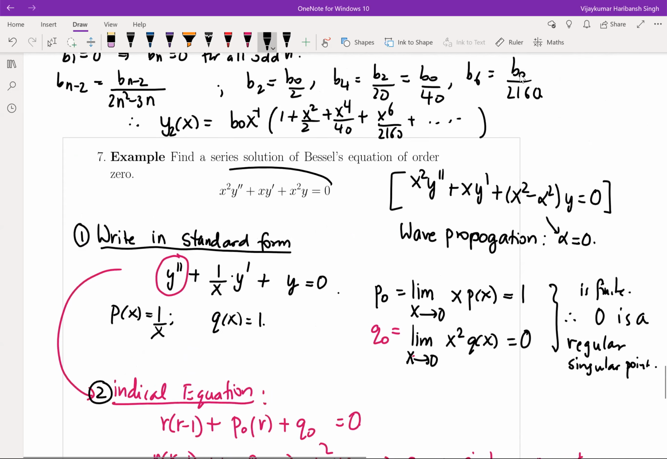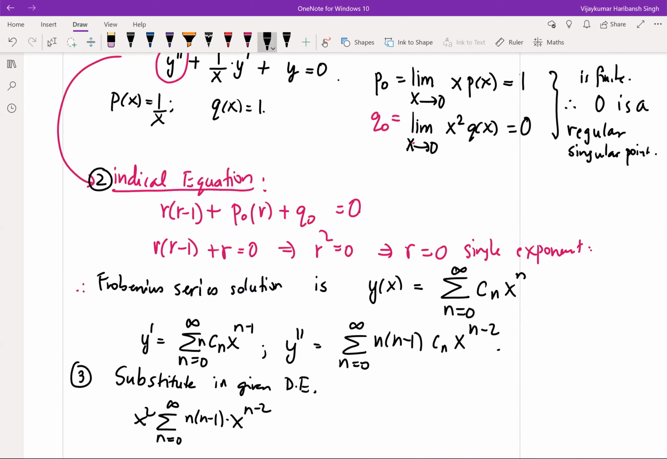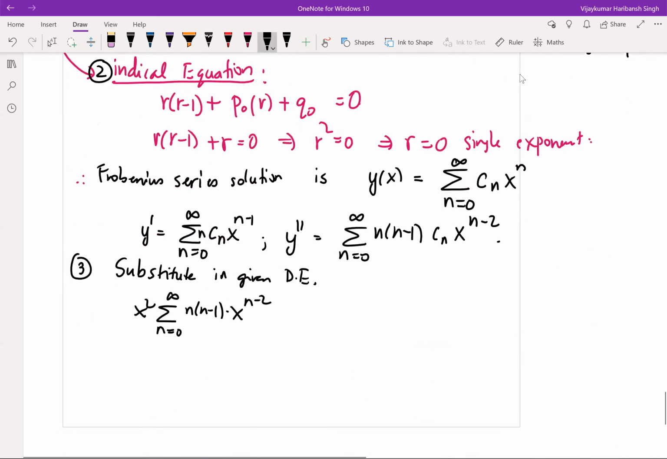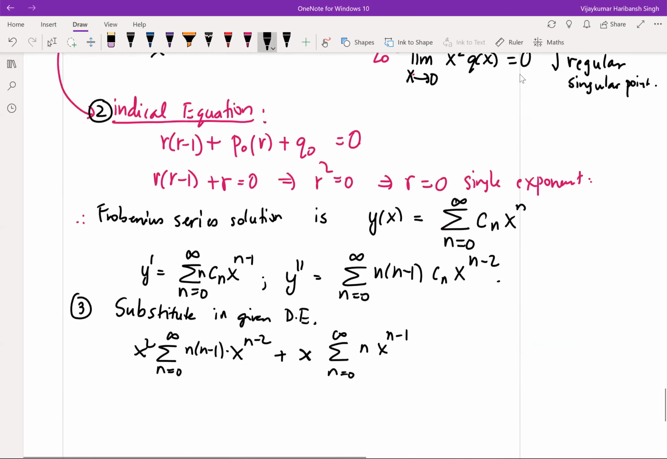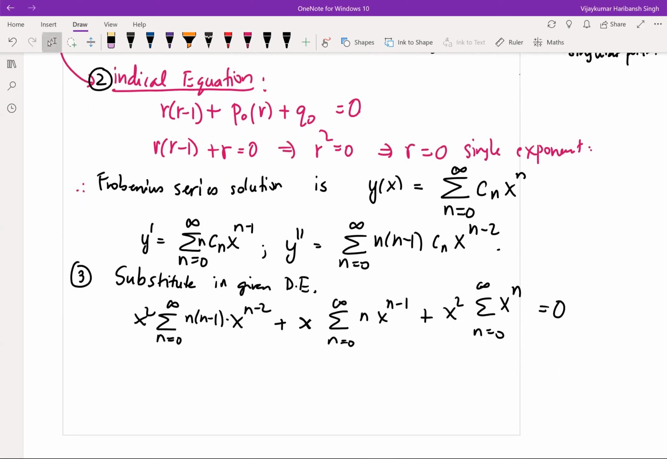If you substitute in this differential equation, you will get summation n equals 0 to infinity n into n minus 1 times Cn x to the power n minus 2, times x squared. Then we have x times summation n equals 0 to infinity n Cn x to the power n minus 1. And then we have x squared times summation n equals 0 to infinity Cn x to the power n equals 0.